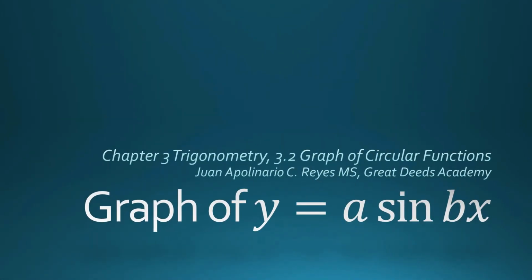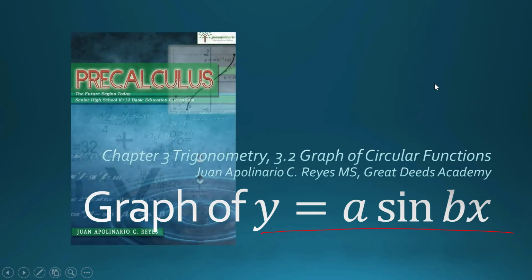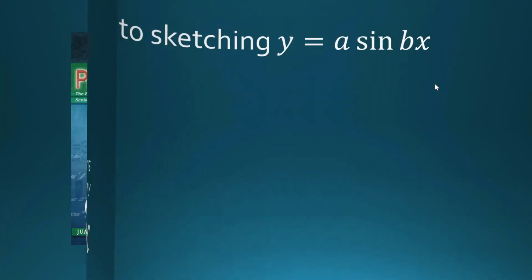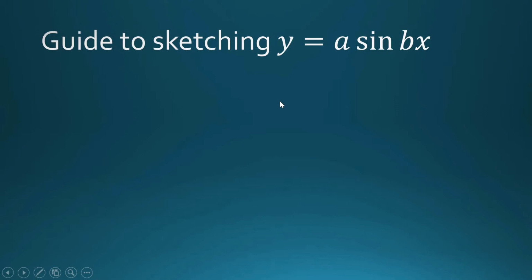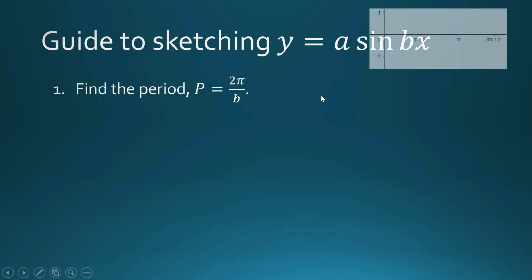Let us go into graphing. Let us sketch the graph of functions of the form y is equal to a times sine of bx. So this is your guide. First, look for the period. The period is equal to this, and what it will give you is the length of the interval that contains one sine curve. The period is equal to 2 pi divided by b.